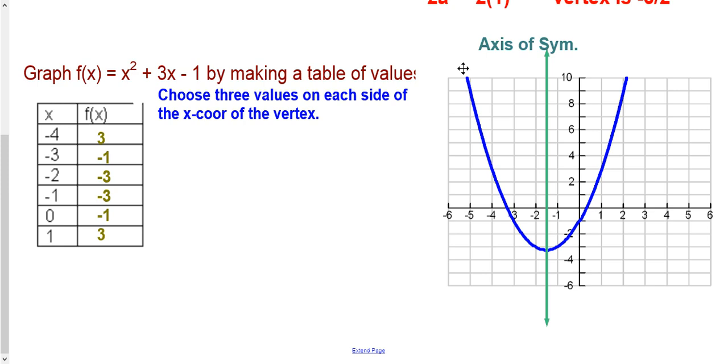You can use that idea to help you make sure you're graphing it correctly when you're plotting your points. If you don't get the axis of symmetry to look like each side is the mirror image, you either messed up in finding your axis of symmetry, or you made a mistake plugging stuff into your function and figuring out the y values of your table.